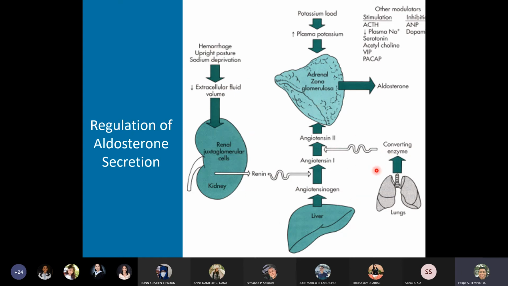So in pharmacology, there's an ACE inhibitor, a type of antihypertensive, that would block the enzyme. If they block that, you block also the conversion of 1 to 2. So you also block the stimulation of aldosterone, and you also block the elevation in your blood pressure. So those are one of the antihypertensive medicines, blocking this converting enzyme.